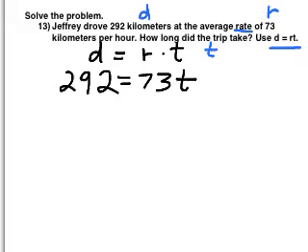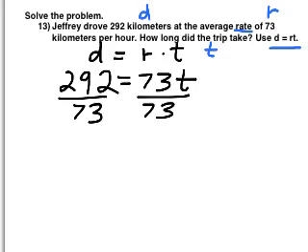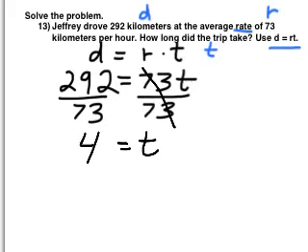We want to get the t alone, so we'll know what the time is. We'll divide by 73. After looking at my calculator, I can see that 292 divided by 73 is 4. So 4 equals t. But what is it? Is it minutes, seconds, what? It was traveling at a rate of 73 kilometers per hour, so it's 4 hours. If it said 73 kilometers per second or something, we'd be talking about a spaceship, right? So it's in hours, and I'm happy.